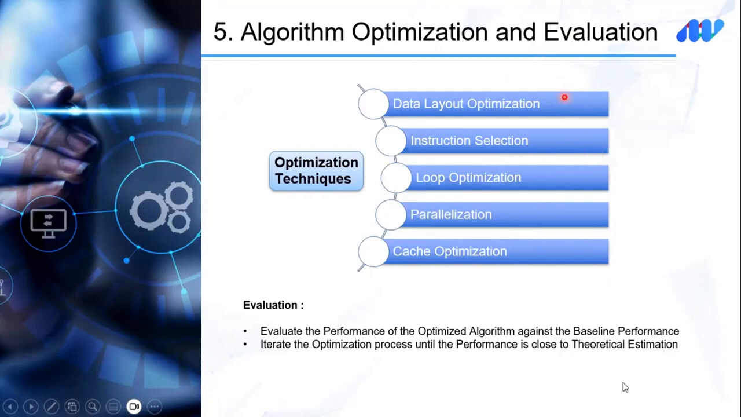Once these optimization techniques are applied to an algorithm and it is optimized, the next step is obviously to do an evaluation to see whether the results are matching and whether the performance is as expected. Once the implementation is done, the performance of the algorithm is compared against the baseline performance, and the optimization process is an iterative process, continued until the performance is close to the theoretical estimation that we did in one of our earlier steps.